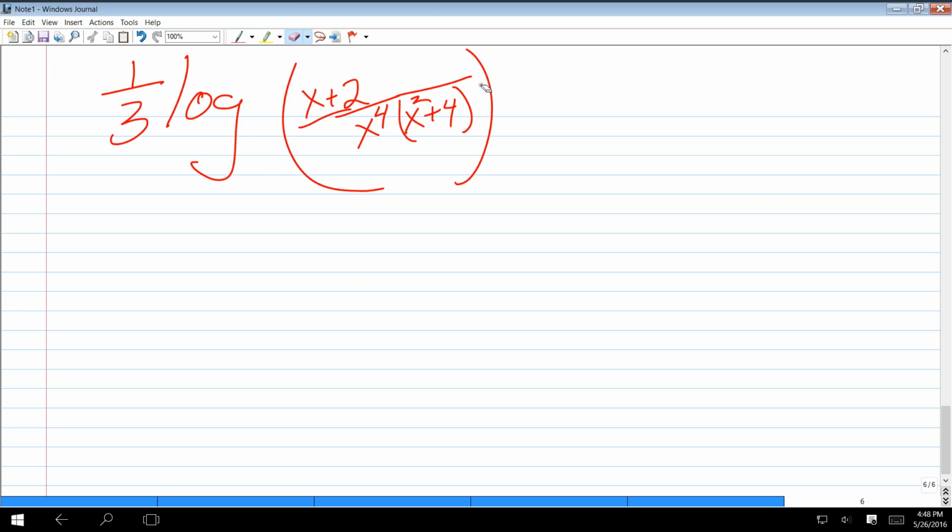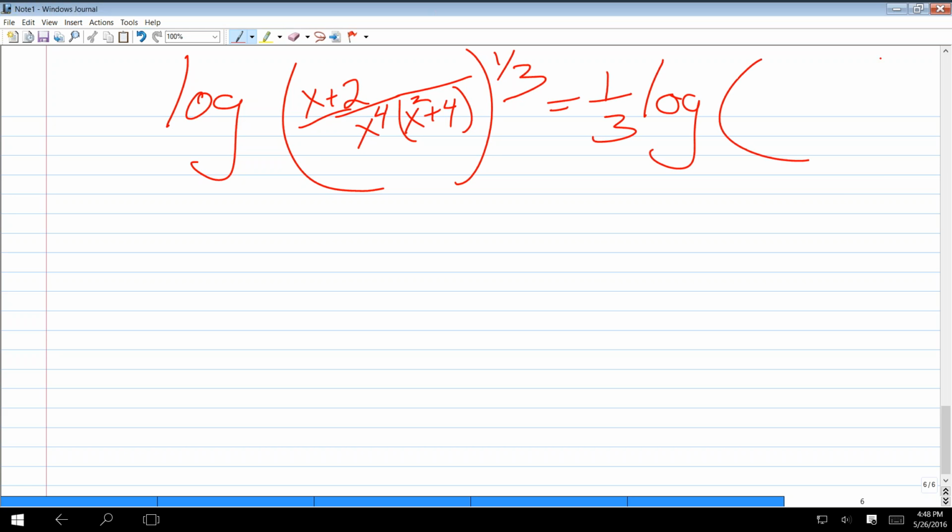Wait, what? I can take the exponent that I had and bring it in front and put it in front of the log. You know what I'm talking about? Yes. Okay. In other words, that is equal to 1/3 log of that whole expression. Right. Okay. Now, let's break apart the expression. In other words, this is an expansion problem. Okay? So it's going to be 1/3.